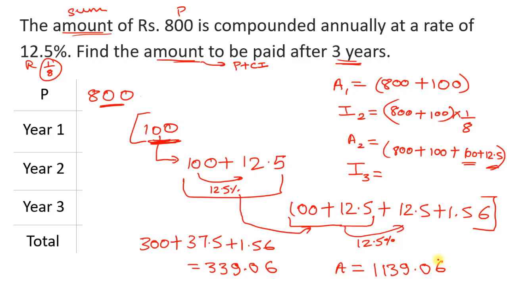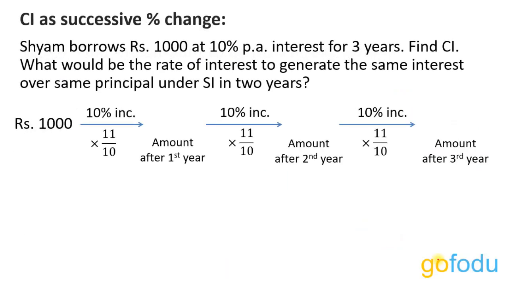Last but not the least, we have the concept of compound interest as successive percentage change. Pause and go through this question. In compound interest, we write 1 plus r upon 100 in the formula. This is what? This is an increment by r percent. This gives the multiplying factor for an increment by r percent. And when we put a power of n here, that means successive increment of r percent. This being multiplied n times means successive increment by r percent.